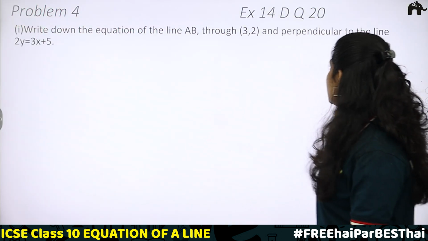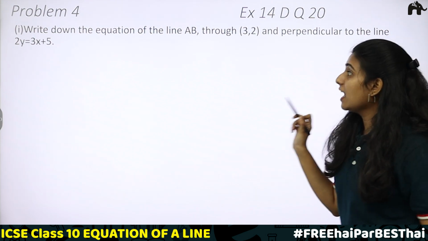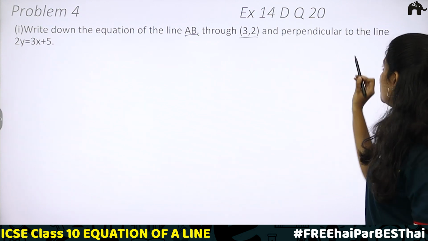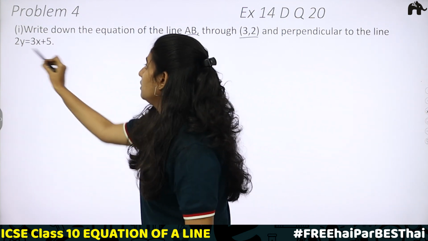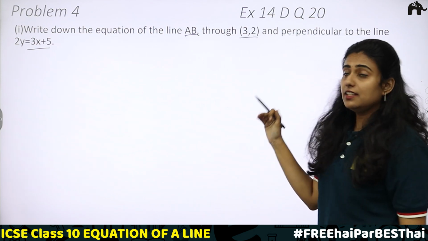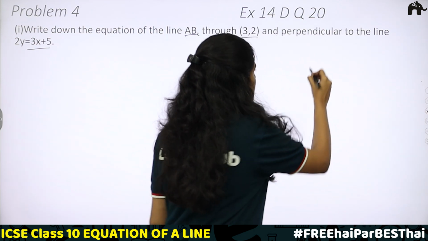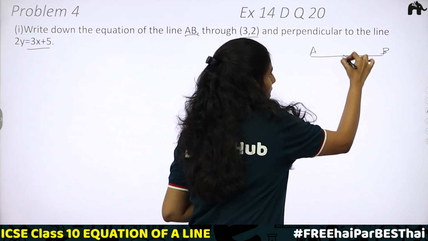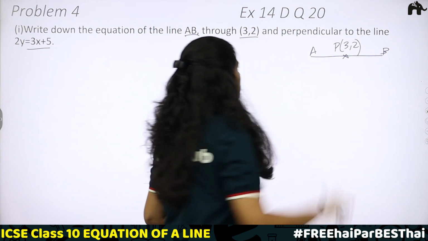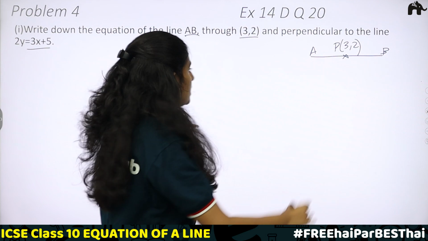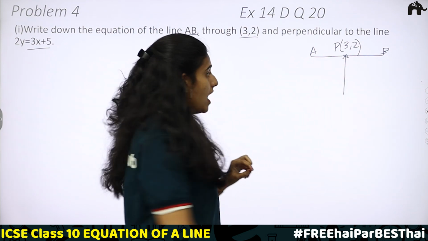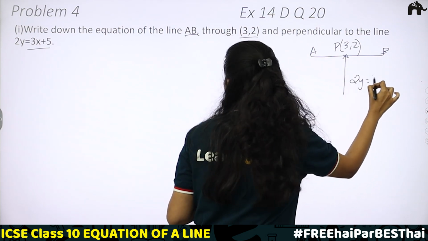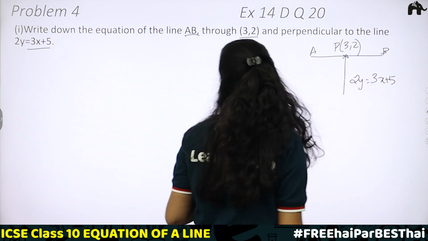Problem number 4, question 20 of exercise 14D. Write down the equation of the line AB through (3, 2) and perpendicular to the line 2y = 3x + 5. Here we have to write the equation of a line AB. This is line AB which passes through a point P of coordinates (3, 2), and it is perpendicular to the line whose equation is 2y = 3x + 5.